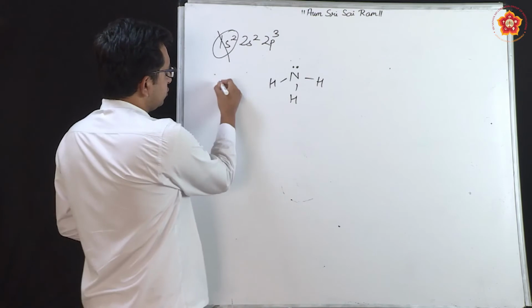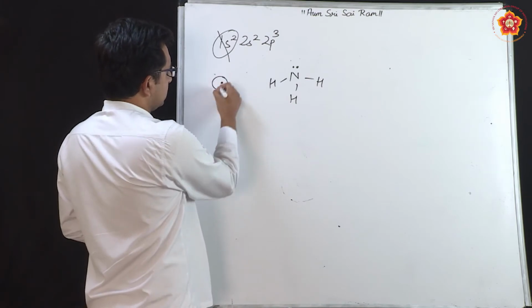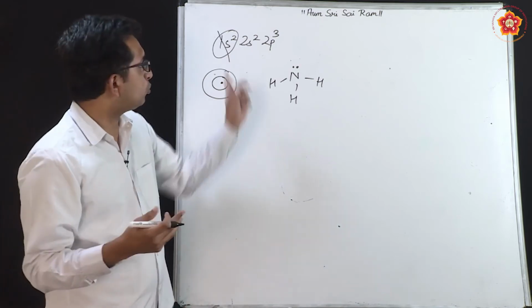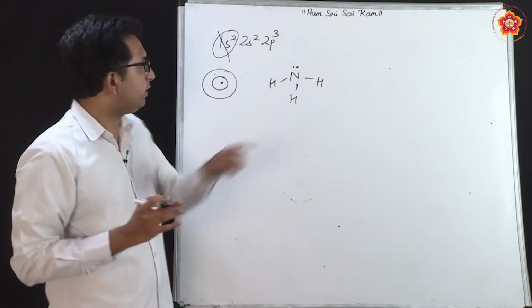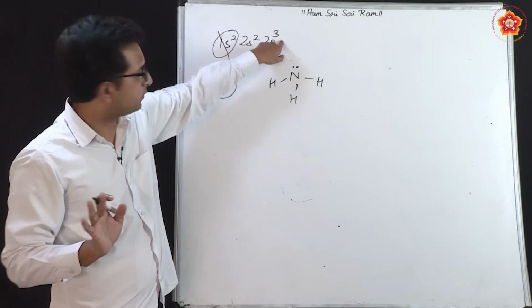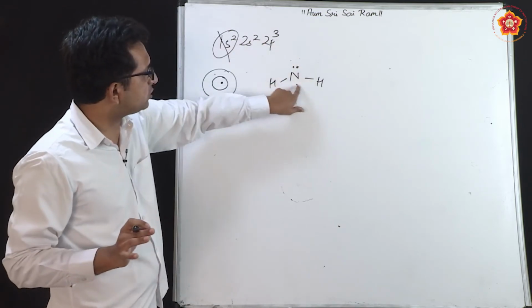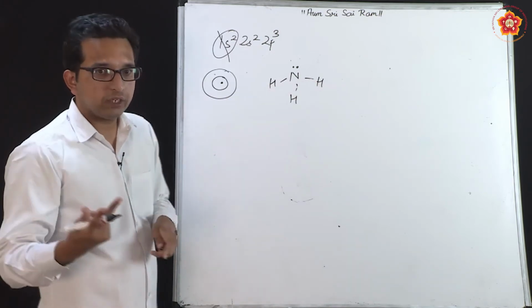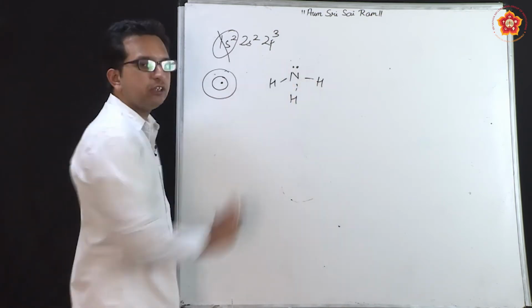So, if I use an atomic structure, a nucleus, in the first orbit you have 1s2, and in the second orbit you have 2s2 and 2p3, which indicates that in total 5 electrons are outside for bonding. Of that 5, 3 electrons are bonded with 1 electron each from hydrogen. So, what about the other 2? They are present here at the top.